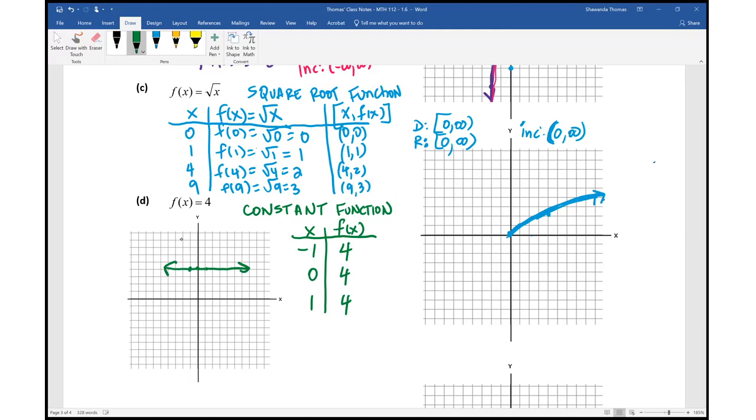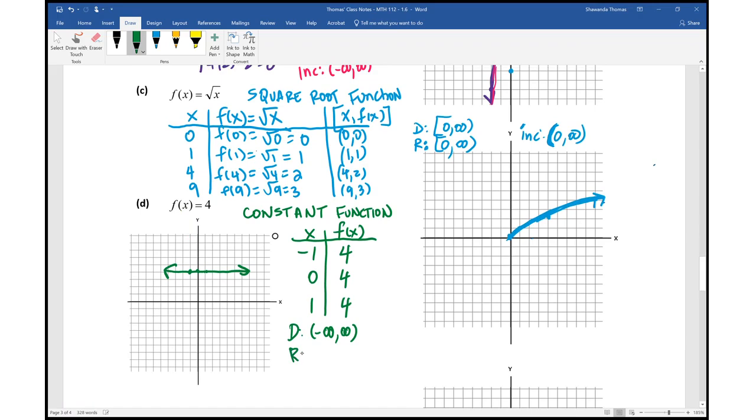All right, so what is the domain of this function? Domain is negative infinity to positive infinity, so hopefully you got that right. Range is kind of strange. Notice the only y value it covers. What is the only y value it covers? F of x equals y, right? The only y value that it covers is 4.